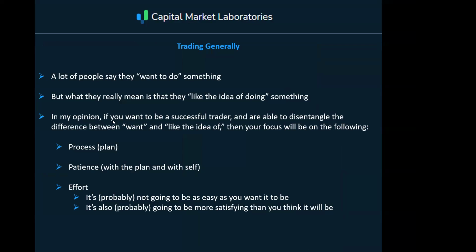So in all seriousness, I told you there's the bad part of effort. It's probably not going to be as easy as you want it to be. I do want to give you the good news about effort. It's also probably going to be more satisfying than you think it will be. And the reason it will probably be more satisfying than you think it will be is actually because it's probably not going to be as easy as you want it to be.